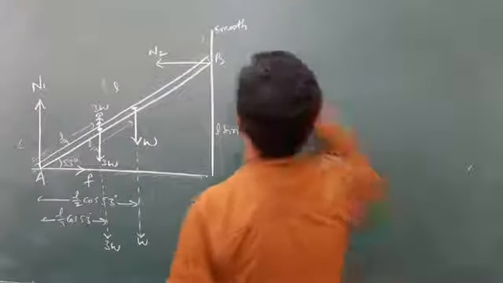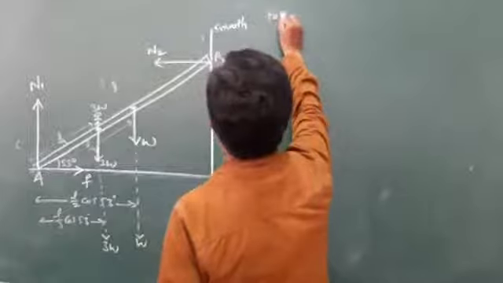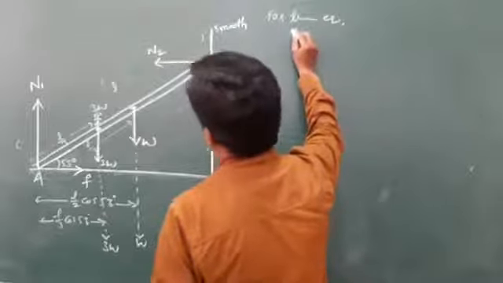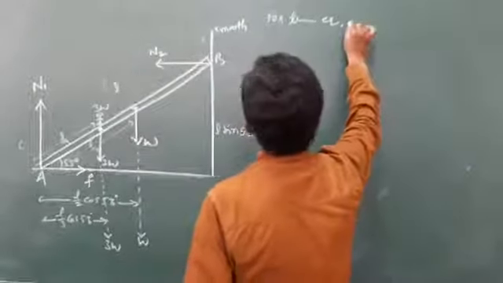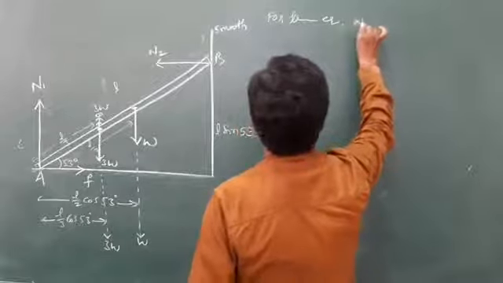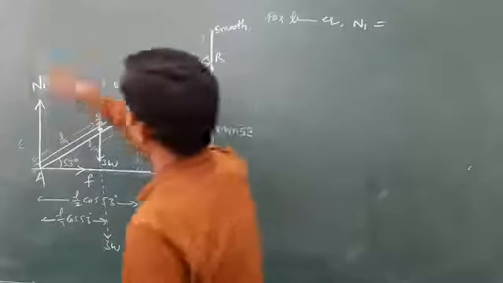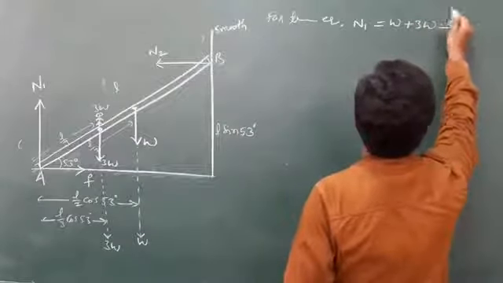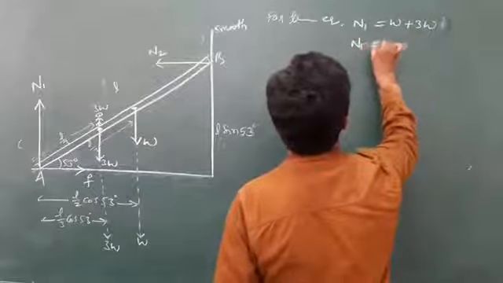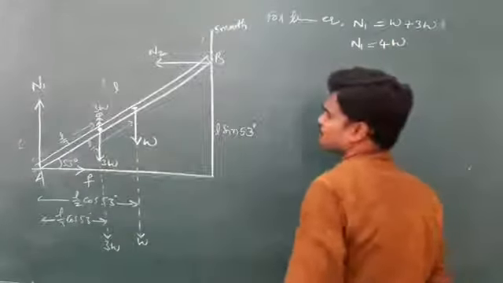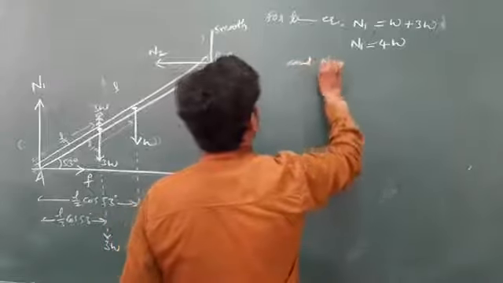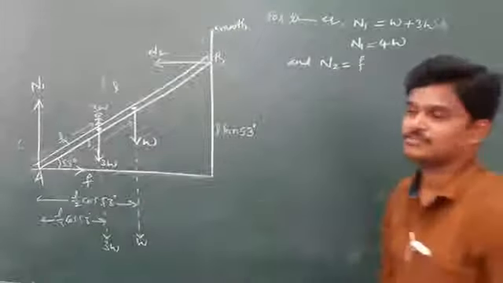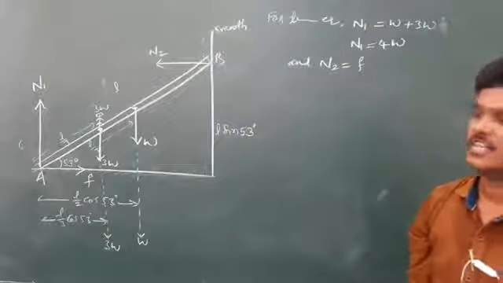Now take the same concept for translational equilibrium. For translational equilibrium, you just balance the forces. So if I balance the forces, the upward force is N1, and the downward forces are W plus 3W. Upward forces are equal to downward forces. So N1 is equal to 4 times W, and N2 is equal to F. So I am taking the translational equilibrium condition.